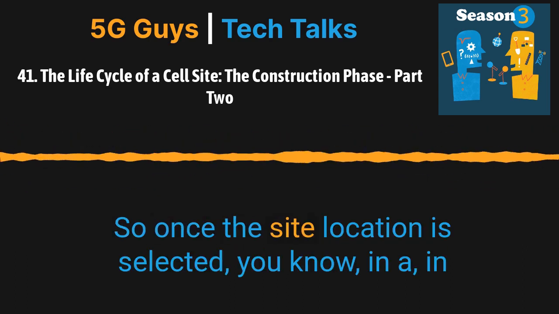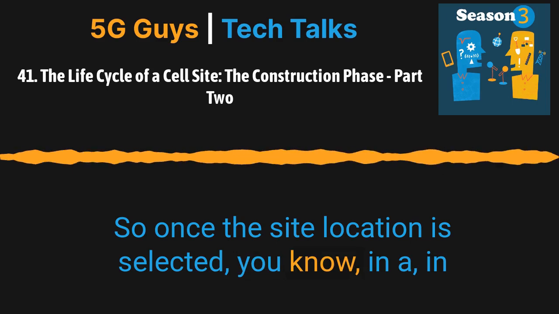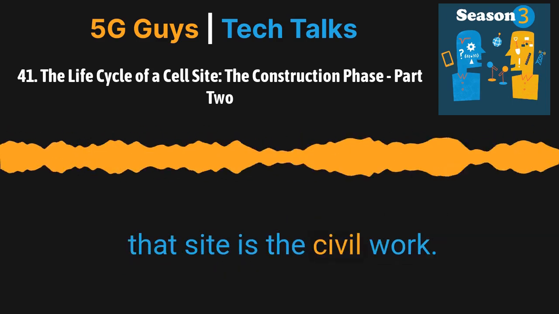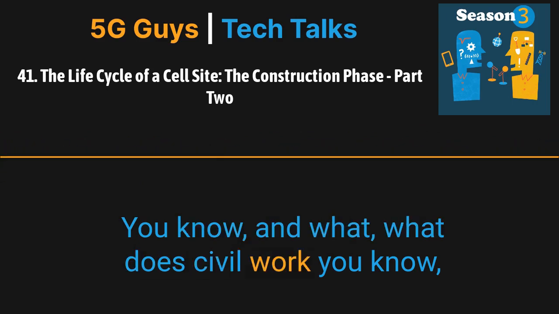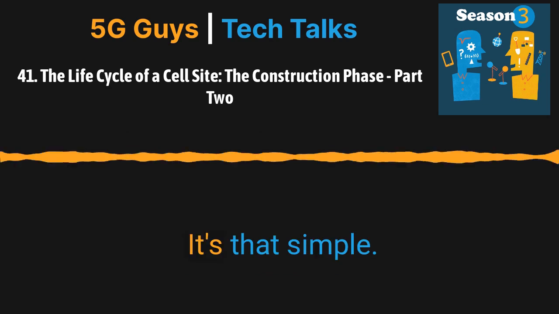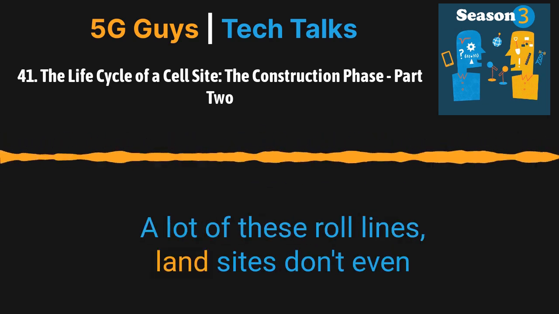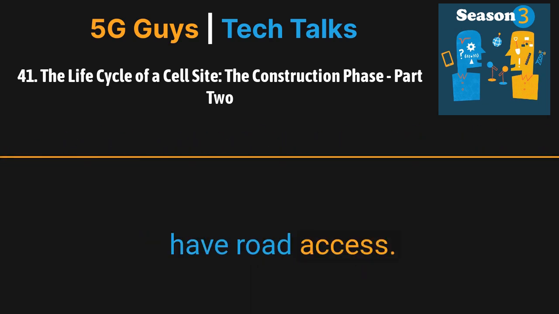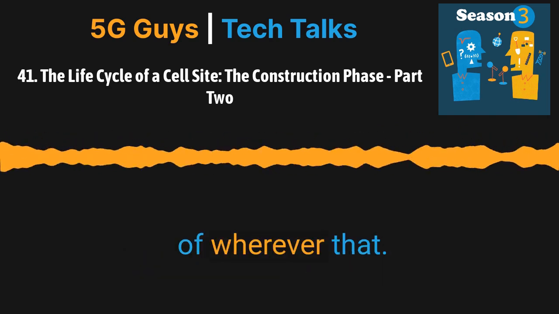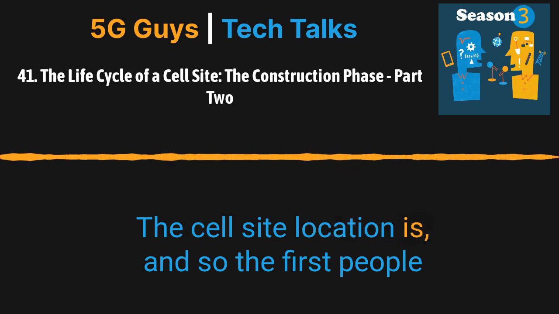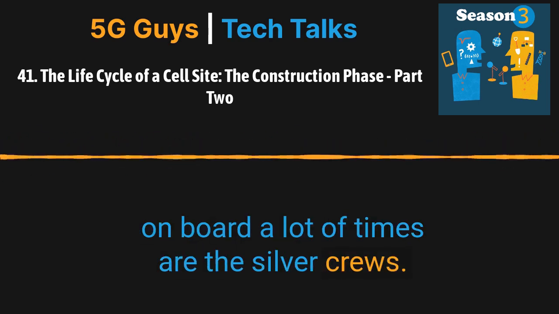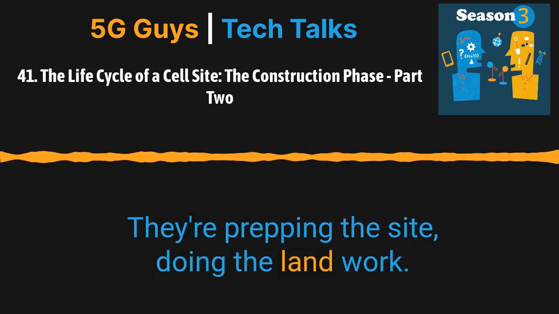So once the site location is selected, in a raw land site, one of the first pieces to that site is the civil work, and what is civil work? Civil contractors come in and build the road. It's that simple. A lot of these land sites don't even have road access, so they are building access into the property to wherever the cell site location is. And so the first people on board a lot of times are the civil crews. They're prepping the site, doing the land work.